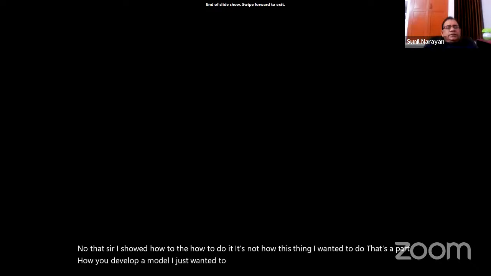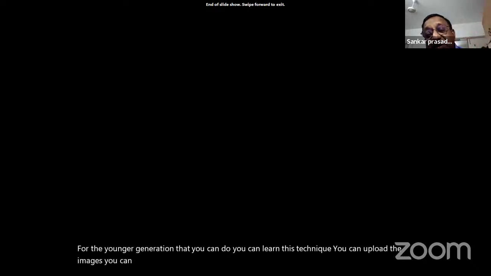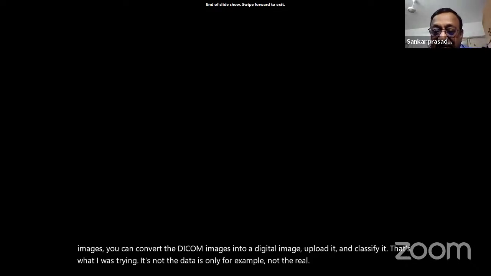Whereas our data, which is about 150, 170, and it's going on, that is separate. What I showed is how to do an image classifier for the younger generation, that you can do it. You can learn this technique. You can convert the DICOM images into digital images, upload them, and classify them. That's what I was trying to show. The data is only an example, not the real paper. Right. Okay.